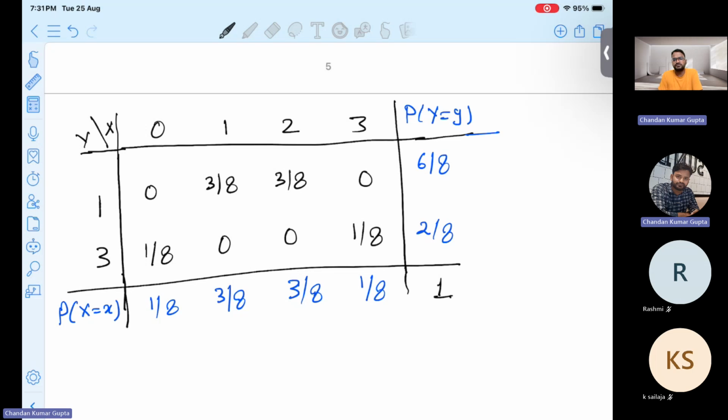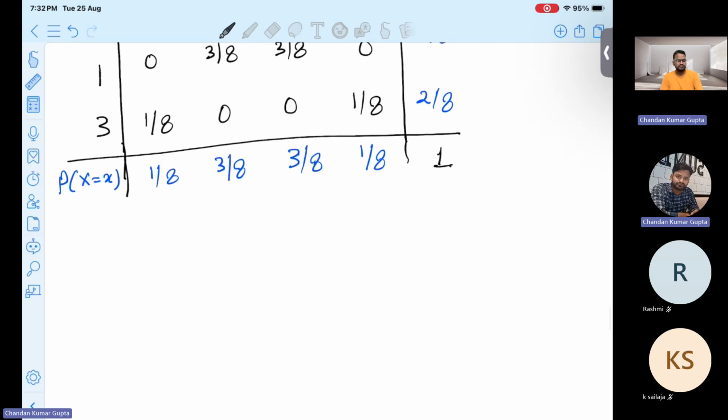Is it okay up to this point? Anyone have any doubt? Please let me know. So from here, you can calculate the expected value of x, the mean value of x, the mean value of y. We can calculate anything. The next is the joint PDF. In the same manner, the joint PDF can be defined. Just replace the summation sign with the integral.